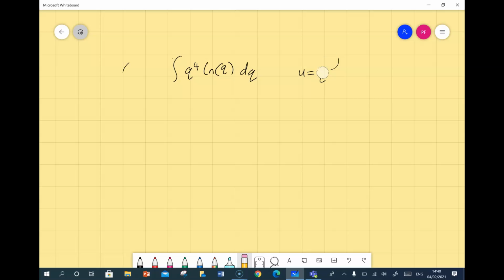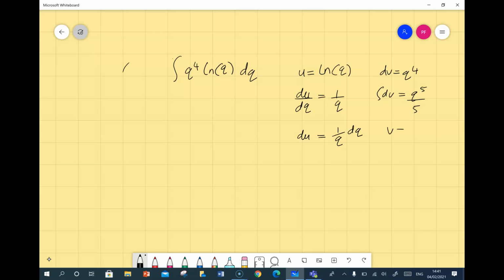So in this one here, what we're actually going to do is have a chancer arm and say that u equals the natural log of q. And I know when I differentiate that, du dq, I get 1 over q. And du equals 1 over q dq. Now remember, we're doing parts here, not substitution. So our dv must be equal to q to the power of 4. So our integral of dv is q to the power of 5 over 5. So we can say v is q to the power of 5 over 5.